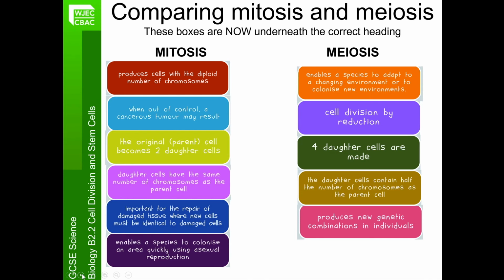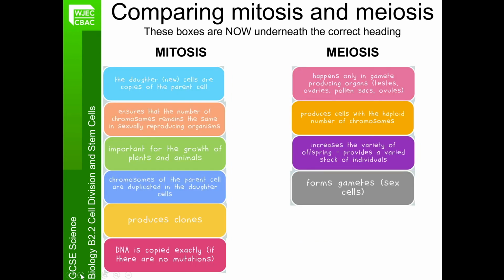In meiosis, we have: enables the species to adapt to a changing environment by bringing in variety and variation because of the crossing over. It's called cell division by reduction. There are 4 daughter cells made. The daughter cells contain half the number of chromosomes as the parent cell, and it produces new genetic combinations in individuals. There is a second slide continuing.